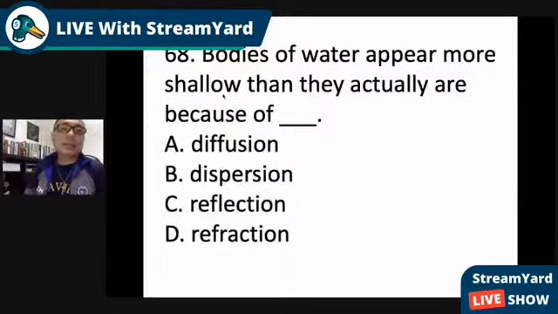68. Bodies of water appear more shallow than they actually are. What causes this? Nowadays, many of us are going to pools or going to beaches, so we see bodies of water more often. Or even if we look at the water inside the glass, they appear more shallow than they actually are. That's why it's dangerous. We thought that it's shallow, but when we jump over there, it's deep pala.